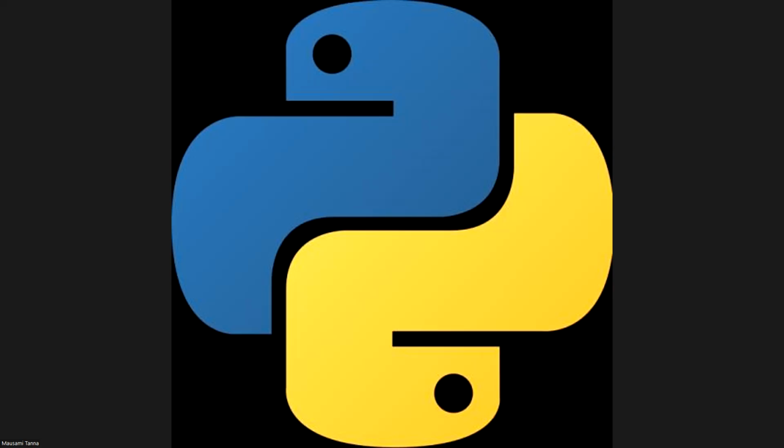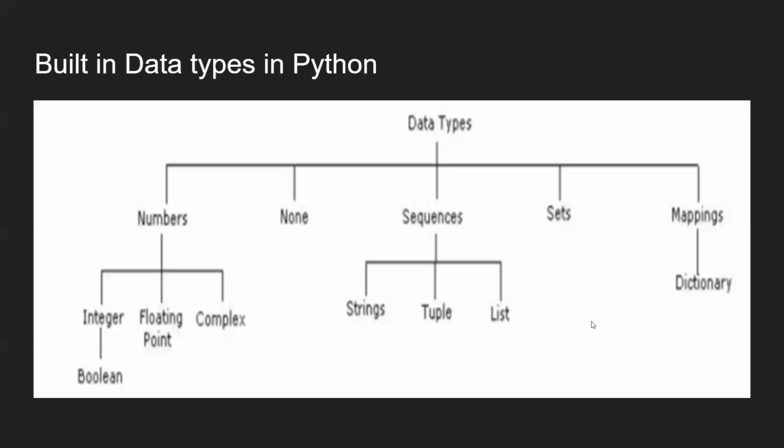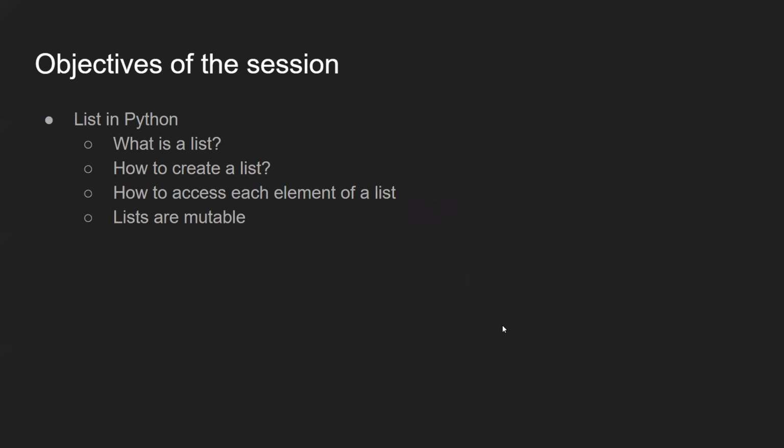In today's episode, we are going to talk about list data type. So let's begin. In my previous episode, I talked about numbers data types and string data types. If you haven't seen those videos, please go back to my YouTube channel and watch them. Today we are going to talk about what a list is, how to create a list, how to access each element of a list, and whether lists are mutable or immutable.